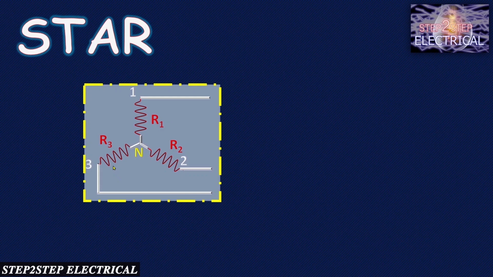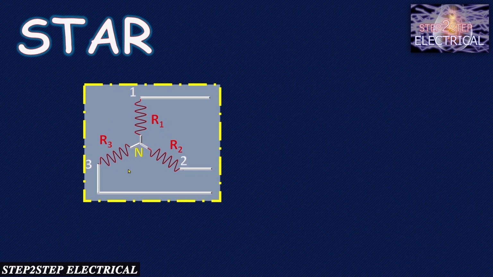In this figure, we see that these resistors are arranged in star. Here, there are three resistors R1, R2 and R3. Each of these resistors is arranged in such a way that one end of each is connected at different terminals, but the other end is connected at a common point. For R1, one end is connected at terminal 1, but the other end is connected with terminal N. One end of R2 is connected at terminal 2, but the other end at common terminal N. Similarly, R3, one end is connected with 3, but the other end with common point N.